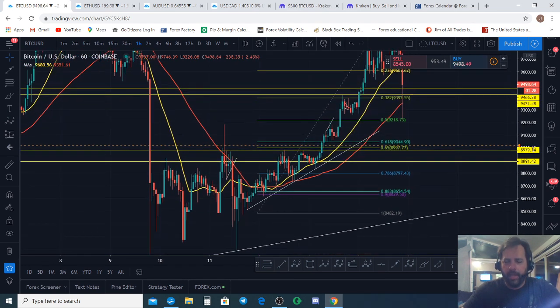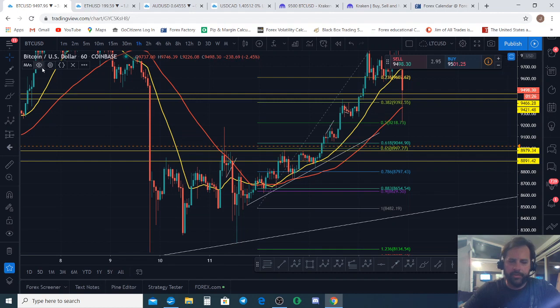Anyway, that being said, put the 20, just the regular simple moving average, and the 50 on there. You do whatever color you want. I like the yellow and the red. Personally, that's the way I like it.